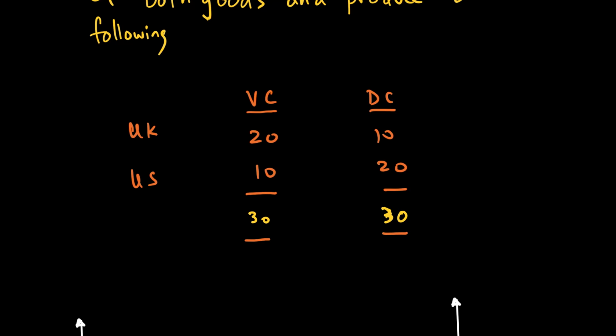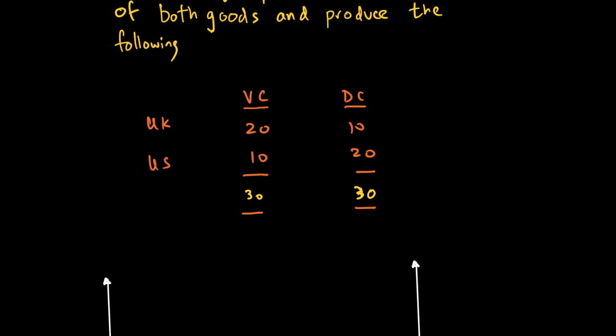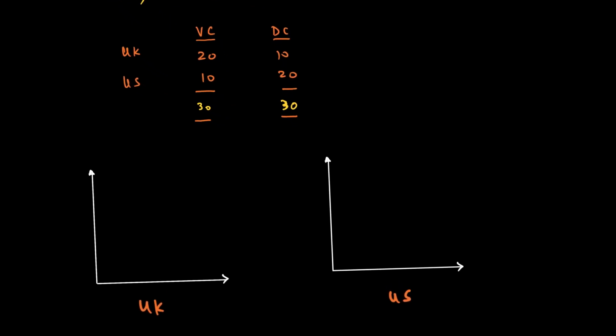Let's see this in terms of a diagram now. So let's say I have UK and US here, and let's say vacuum cleaner is on my x-axis and digital camera on my y-axis. Right now the UK is making 20 vacuum cleaners and 10 digital cameras. So I have a linear PPC that I'm going to draw, and right in the middle I'm going to write 20 of vacuum cleaner and 10 of digital camera.